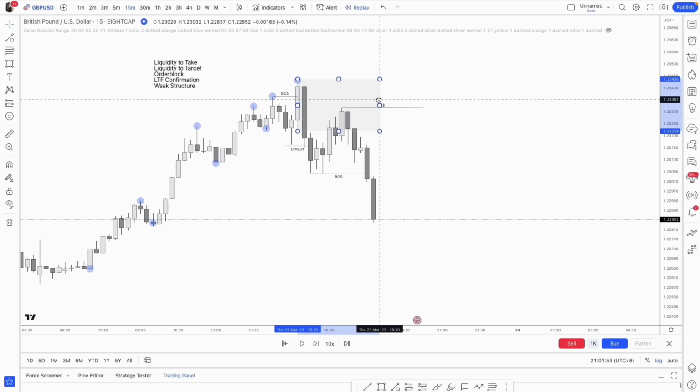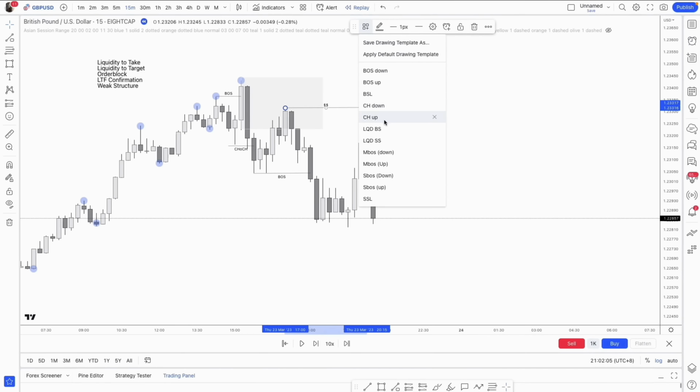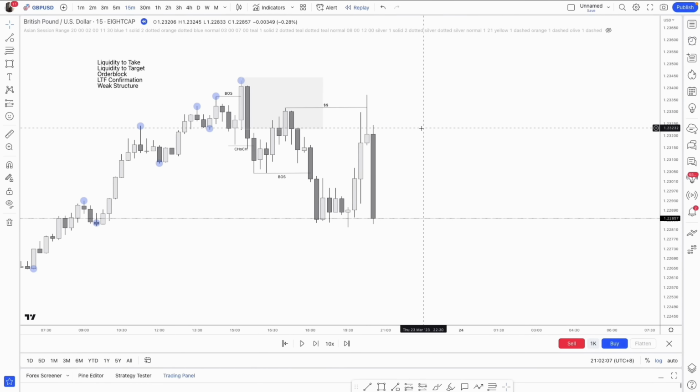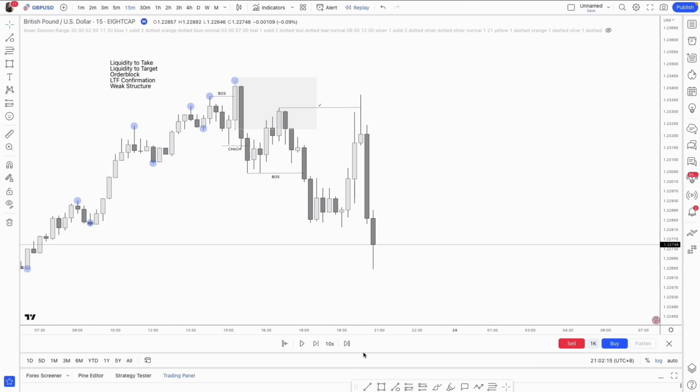So what we would be looking for at this point is for price to come and take out this high, and then let's see what price does. Price pulls up and then we take out the highs. That is essentially a liquidation. So now we have number two, liquidity to take. Liquidity has now been taken, followed by what?